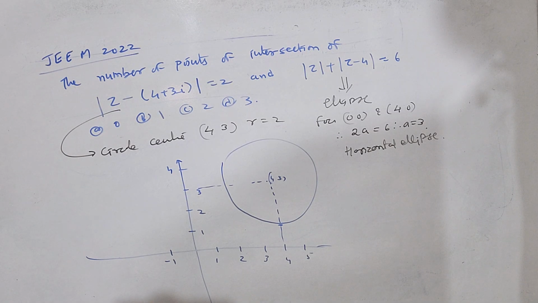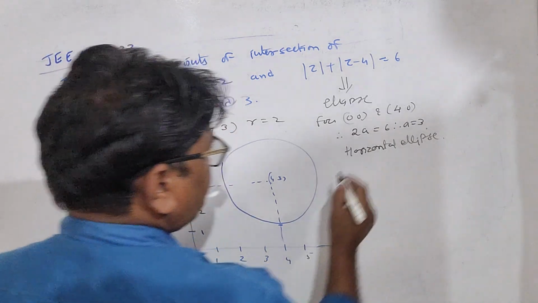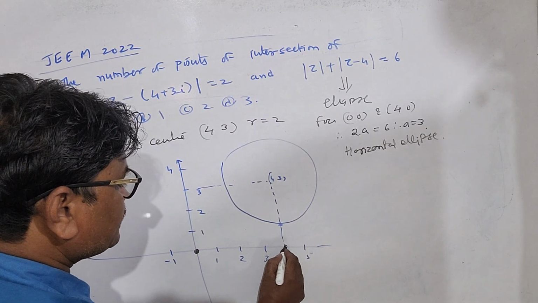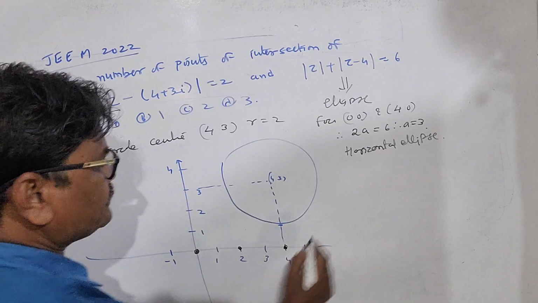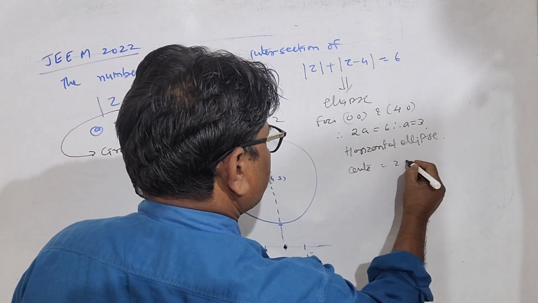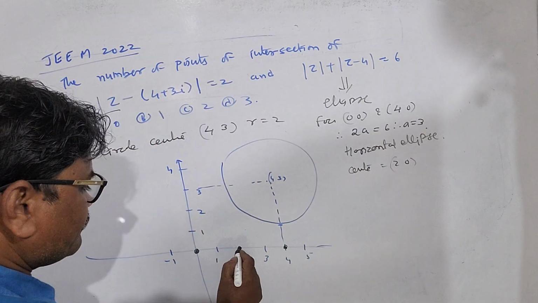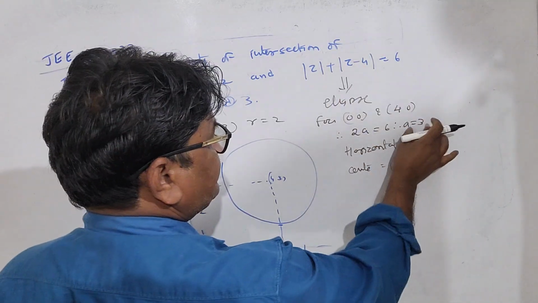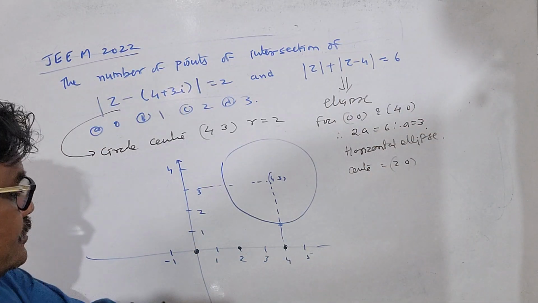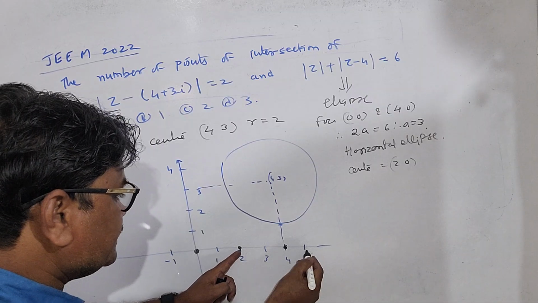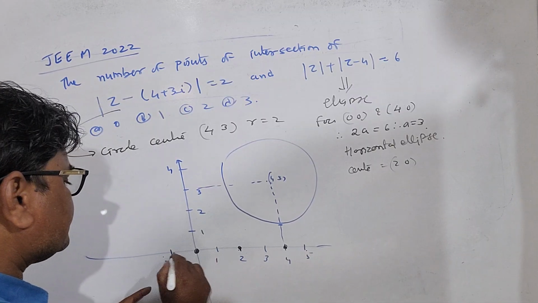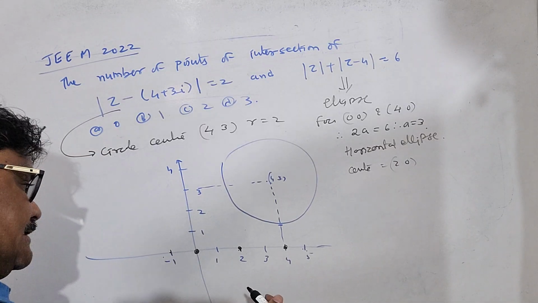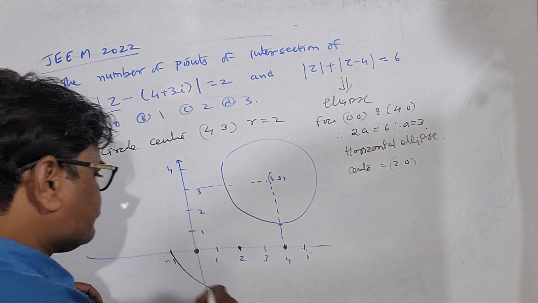Now coming to the ellipse. (0, 0) is one focus and (4, 0) is the other focus. Therefore center is (2, 0). Correct? And length of major axis is 6, that is a is equal to 3. A equal to 3 means from here we have to go 3 this side and 3 this side. So therefore −1 and 5, from here we can pass the ellipse. Okay. So this is like that.